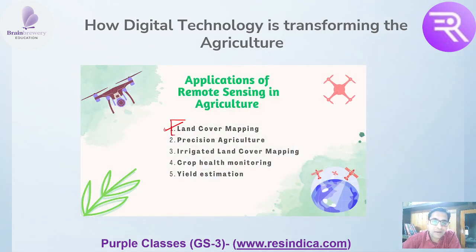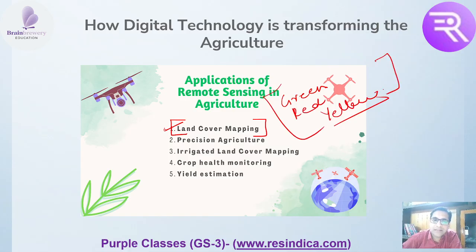You will find that land is covered, like at some places land is green, at some places land is red, at some places land is yellow. So based on the various types of nomenclature, you will find out how much land is covered at what place and under which aspects. Then precision agriculture you will be able to do, because now with remote sensing you will be exactly able to find out what you have to do at which place. Then proper irrigated land cover mapping you can do, like which areas are irrigated, which areas are dependent on rainfall.